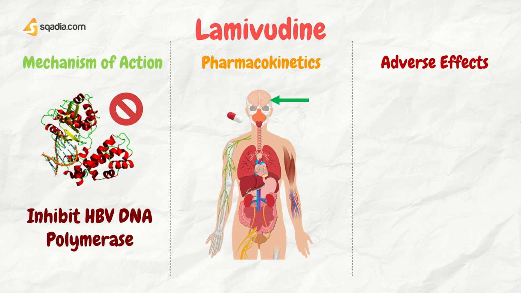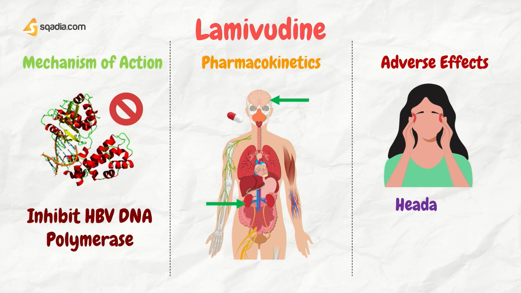If we talk about lamivudine, it is well absorbed orally and is widely distributed. It is mainly excreted unchanged in the urine, and dose reduction is necessary when there is moderate renal insufficiency. If we talk about the adverse effects, mainly headache and dizziness can occur with lamivudine. Other than that, there are no major adverse effects that are seen.